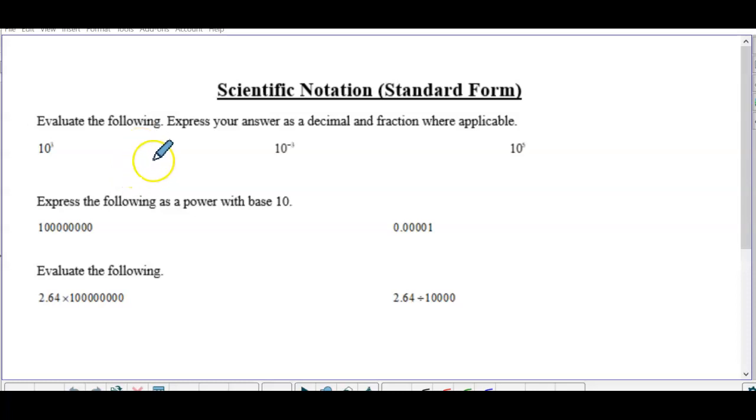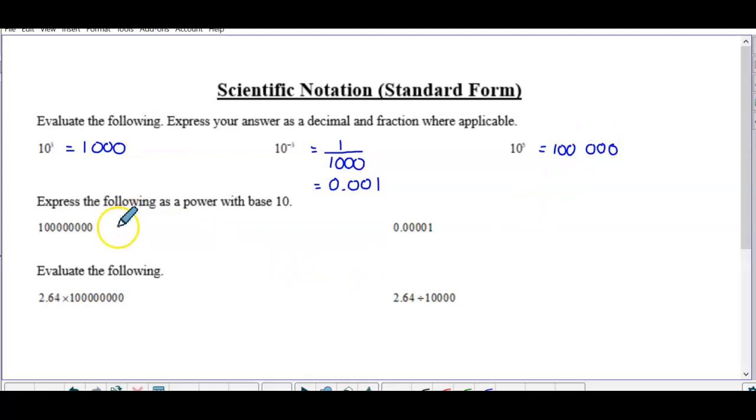All of these have base 10, and that's the background of scientific notation: they're all expressed as some power of 10. So that's 10 cubed, remember, is 1 with 3 zeros. 10 to the negative 3 is 1 over 1,000, and as a decimal, that's 0.001. 10 to the 5th is 5 zeros, okay?